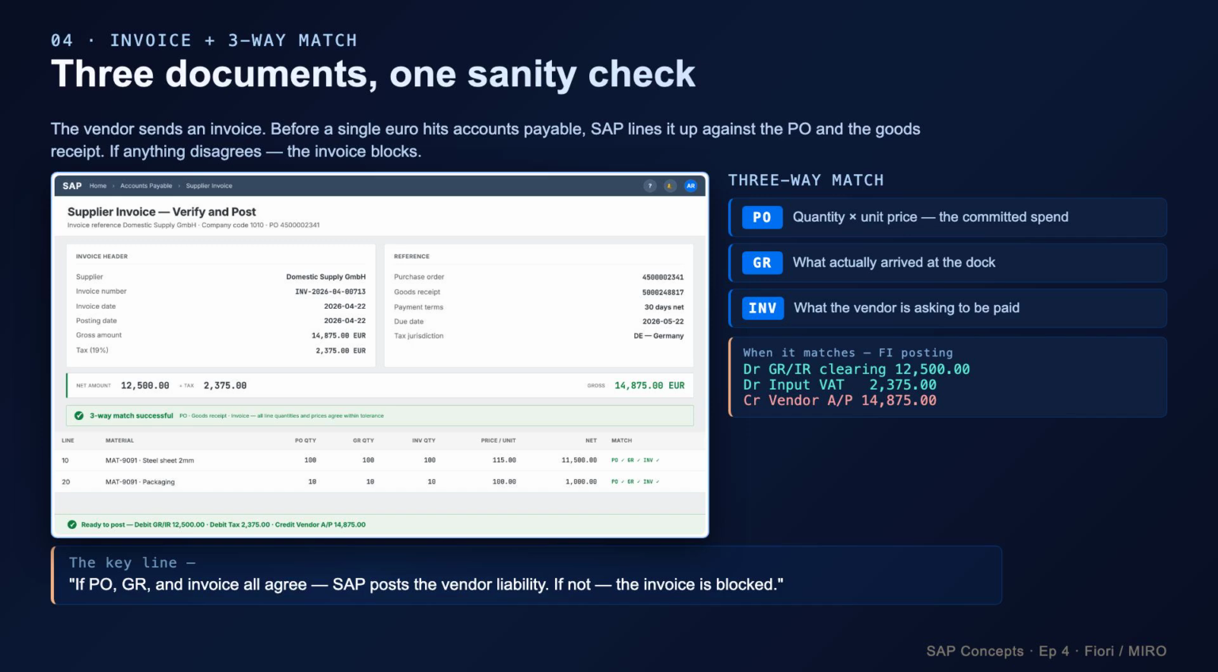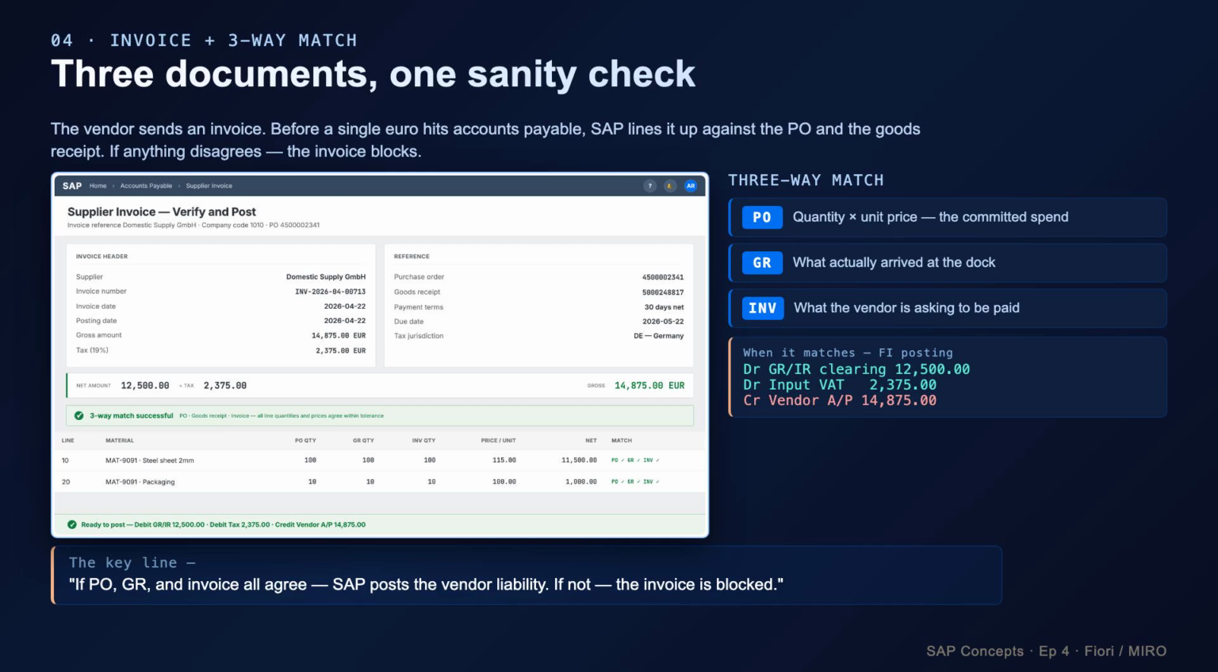The goods receipt. What actually arrived at the dock. The invoice itself. What the vendor is asking to be paid. All 3 have to agree within tolerance. If they do, SAP posts the invoice.